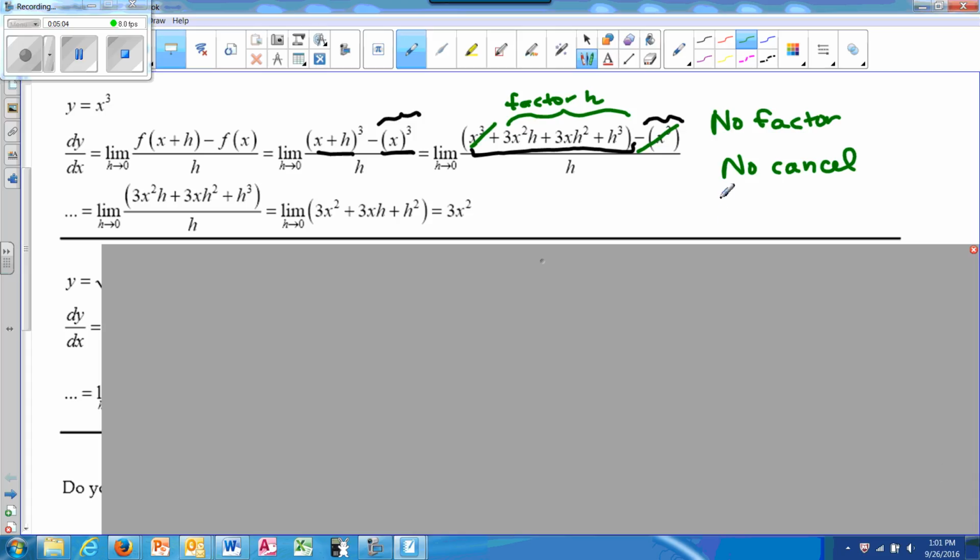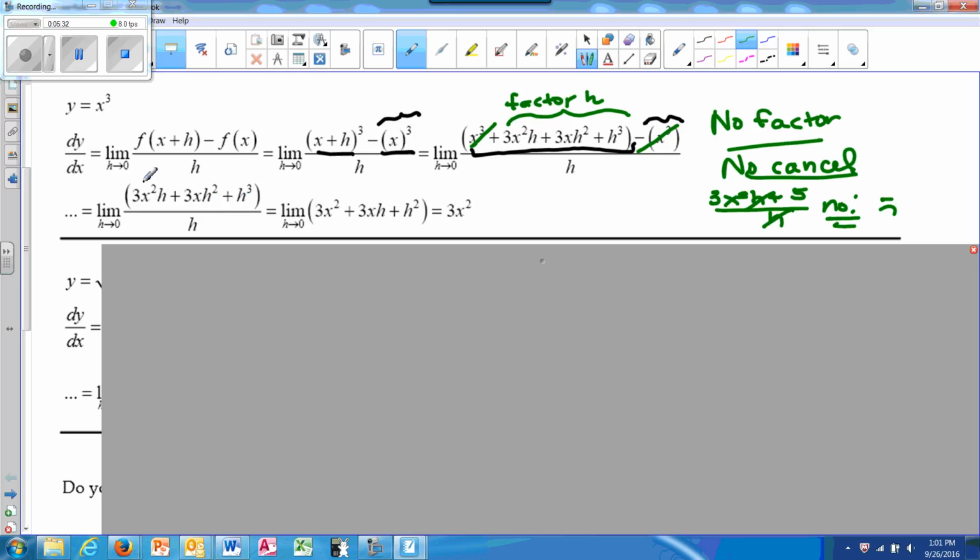A lot of students make a common error when they attempt to cancel something, for example, like this, and they cancel poorly. Okay, so if it doesn't factor out, it doesn't cancel. So you need to make sure you actually have a factor.